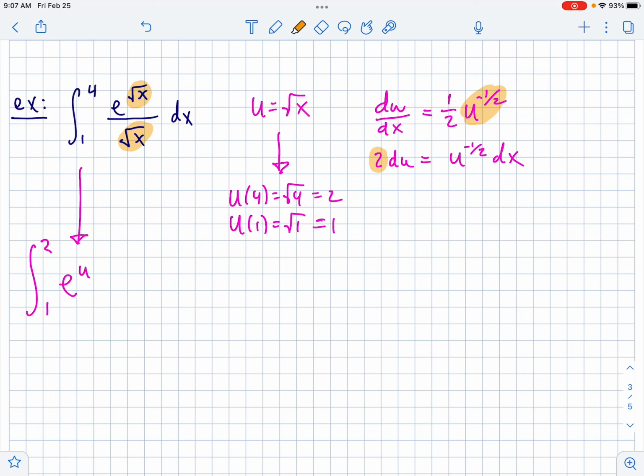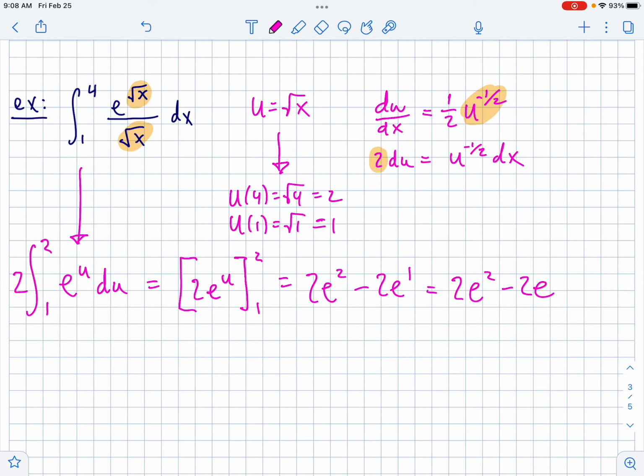Oh, I forgot the 2. The 2 we have to engineer. So that 2 will go on the outside, du. Then the antiderivative of that is just 2e to the u from 2 to 1. So we get 2e squared minus 2e to the 1, which really cannot be cleaned up any further. It'll just be 2e squared minus 2e.